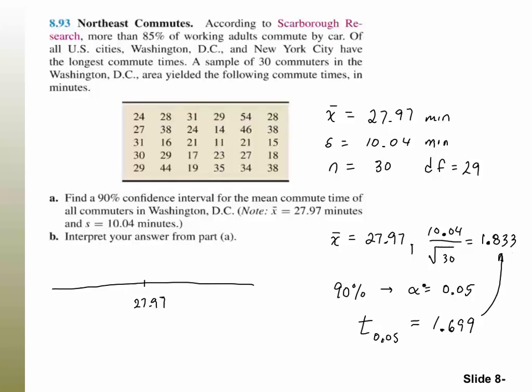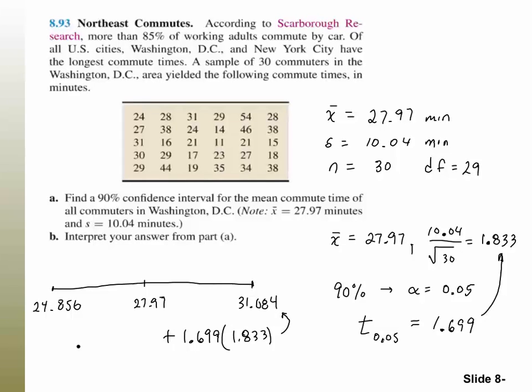We're going to take that many standard deviations and go that far up from 27.97. Anyone got it? Somebody else get that? So what was that? We added 1.699, the number of standard deviations, times what our standard deviation is for that sampling distribution, 1.833. And that will give us this number here. And then we subtract that. And what do we get? 24.856. Somebody else get that?